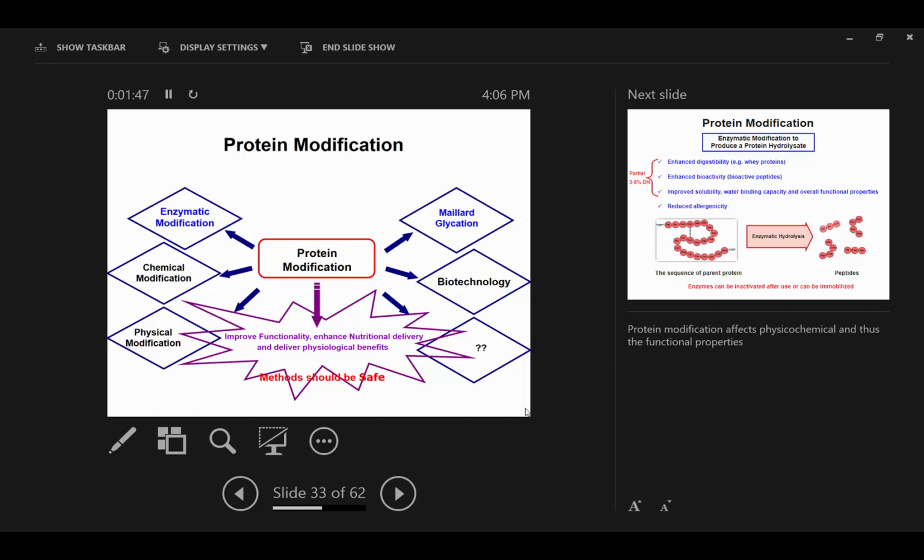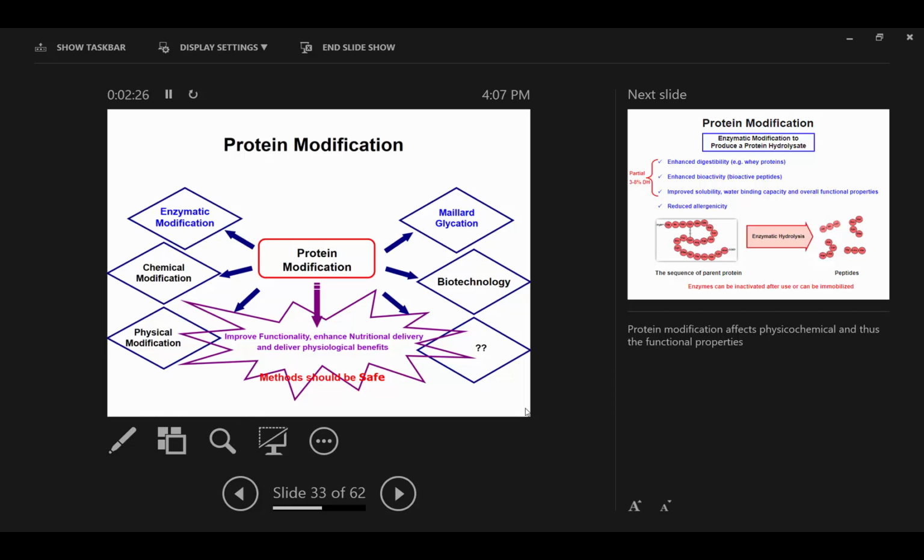Okay, that's good. And when I say protein modification, what do I really mean? What am I modifying? The structure. So I'm modifying the structure of the protein, and we talked about last time how structure affects function. So we're aiming to change the structure in a targeted manner. That means I want to make sure the protein is more soluble, or emulsifies better, or gels better, or is more digestible, or whatever my target is.